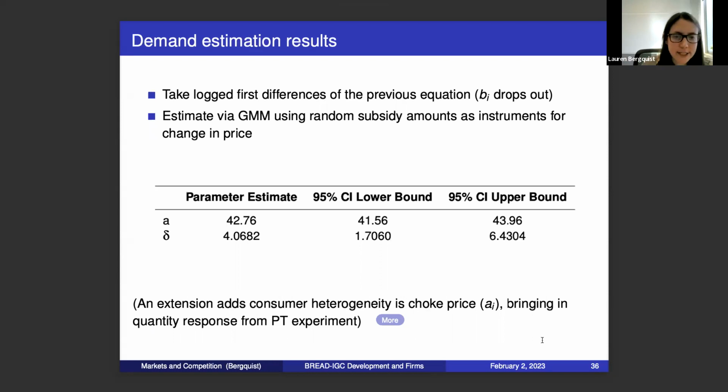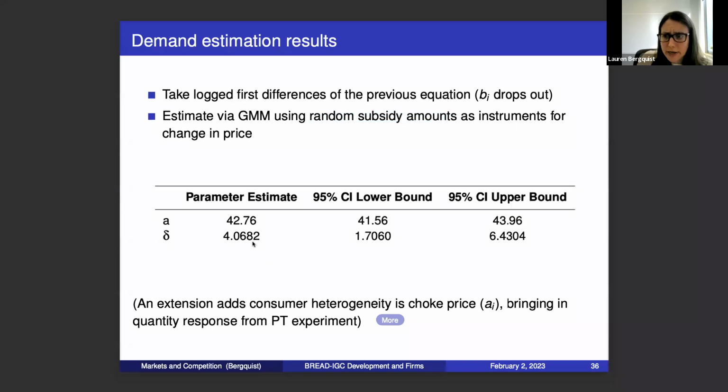We're going to take log first differences of the previous equation and estimate this using GMM. The really key thing here is we're using the randomized subsidy amounts as an instrument for price. So these are the results. Delta here, as I mentioned, is the key term. Our estimate of delta is around 4.